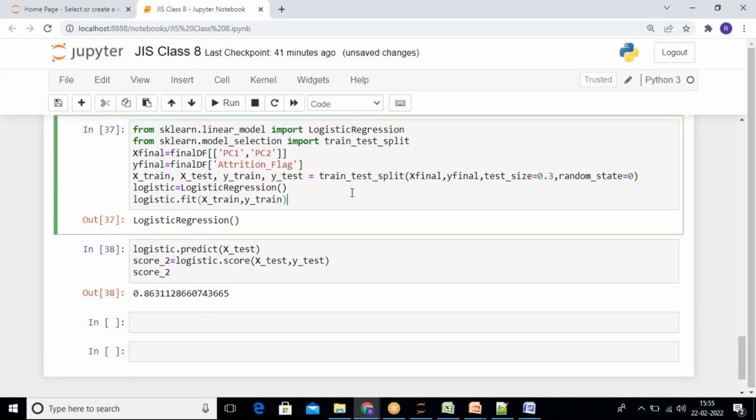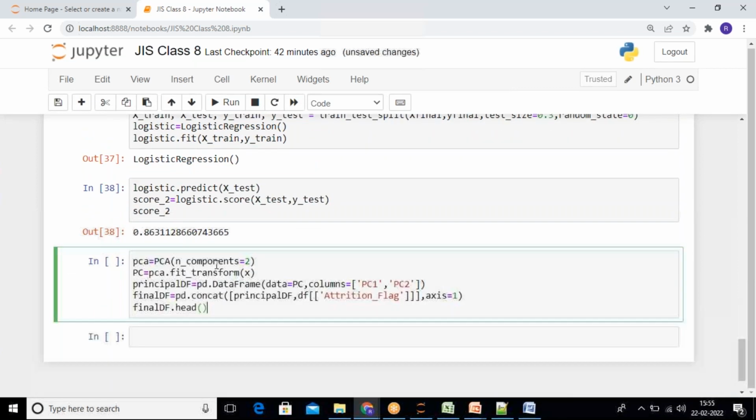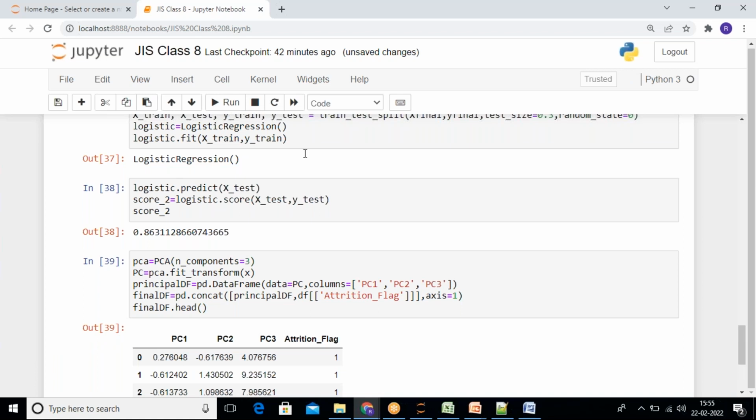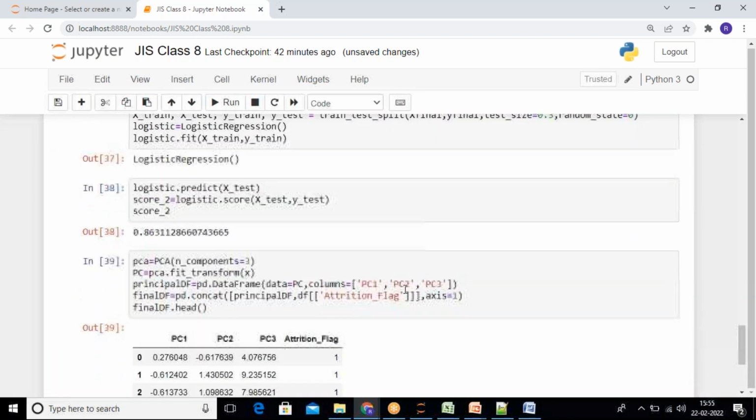Now, I will copy this whole code again and paste it over here. Here I will change the n_components to 3, and here I will make PC3. Run this. So we have 3 principal components.